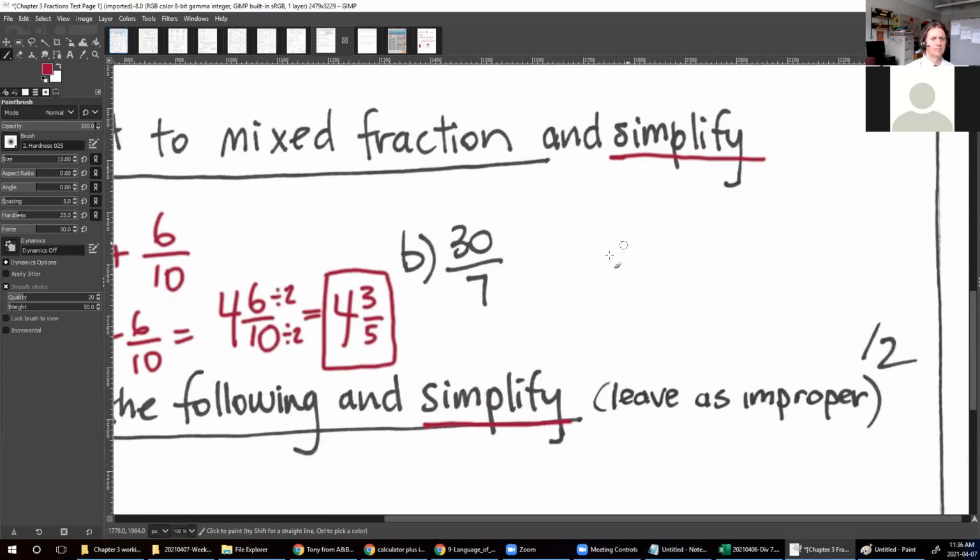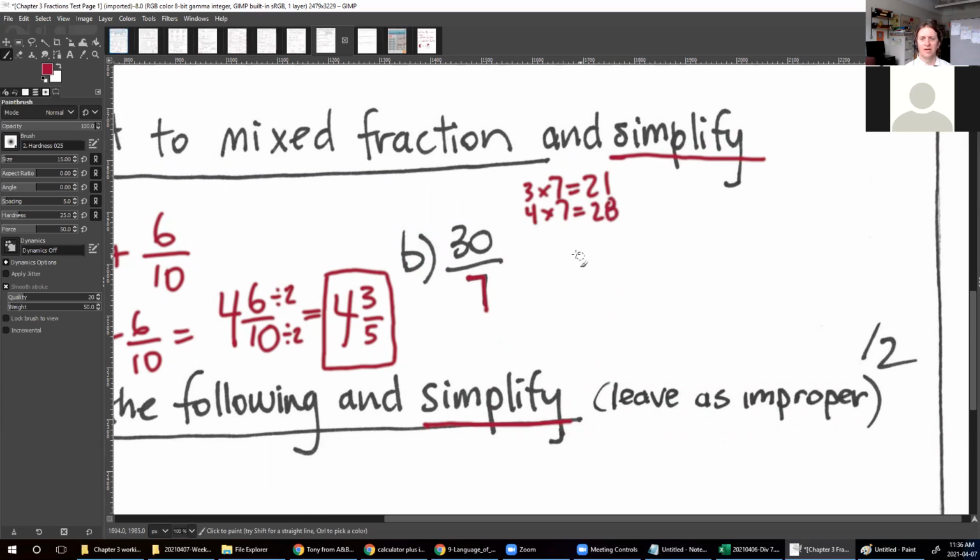Let's do this one here. How many groups of 7 can I get out of 30? Well, what is 3 groups? 3 groups of 7 is 3 times 7 is 21. I think I can get one more. 4 times 7, which is one I've never really memorized properly, is 28. Hey, 28 is really close to 30.